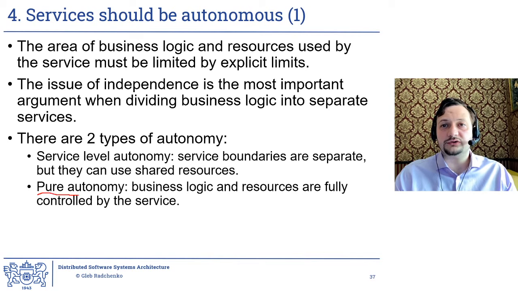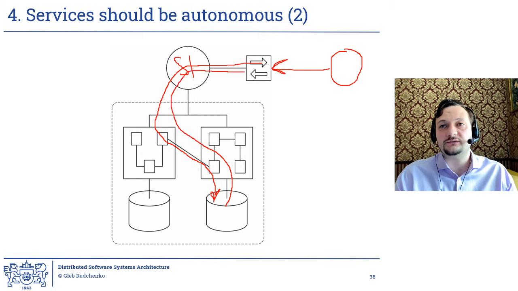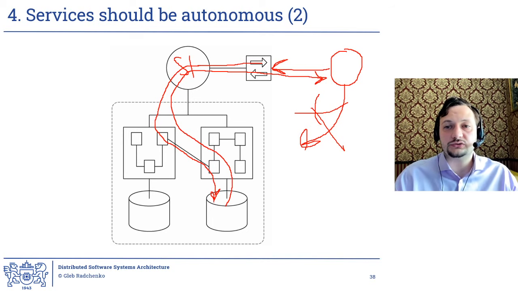The best way of organizing autonomy is pure autonomy, when business logic and resources are fully controlled by the service. So it looks like this. When we have the second service here, the second service should use this interface, and service 1 would pass the requests to the internal parts that it feels necessary to implement the request of the second service. No direct connections whatsoever to the resources that are inside of the service.